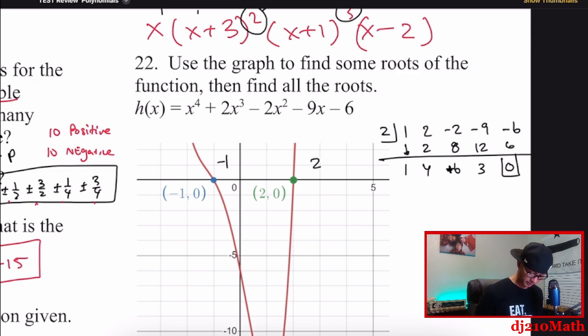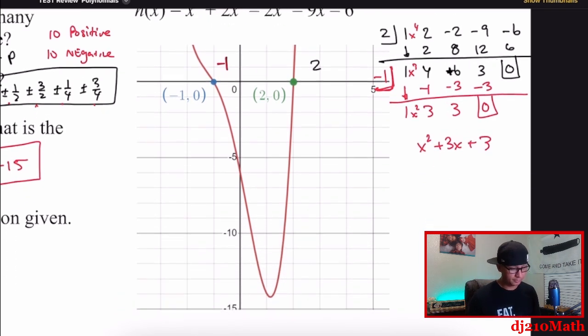I'm going to do it again with -1. -1 is what's in the box. Okay, synthetic division, bring down the 1, times -1. When we add, we get 3, times -1 is -3. When we add, we get 0, again as expected. So this was x to the 4th, this is x cubed, this is x squared. So we have x squared plus 3x plus 3.